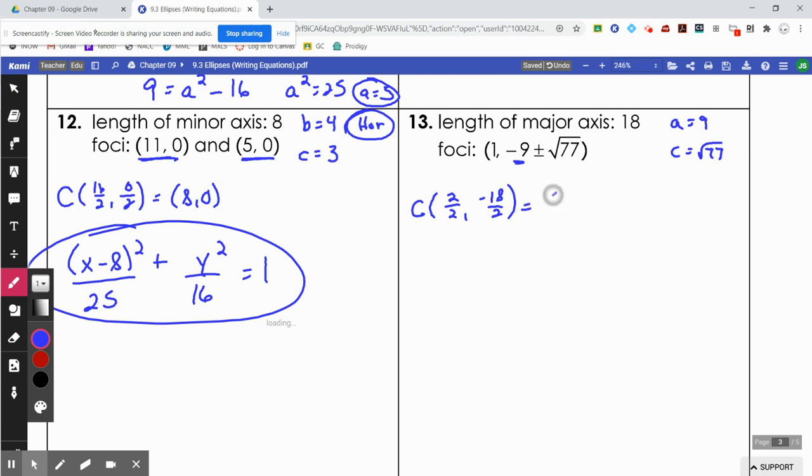So my center is located at (1, -9). So let's go ahead and use that. It's going to be (x - 1) squared, plus (y + 9) squared, and then equals 1.